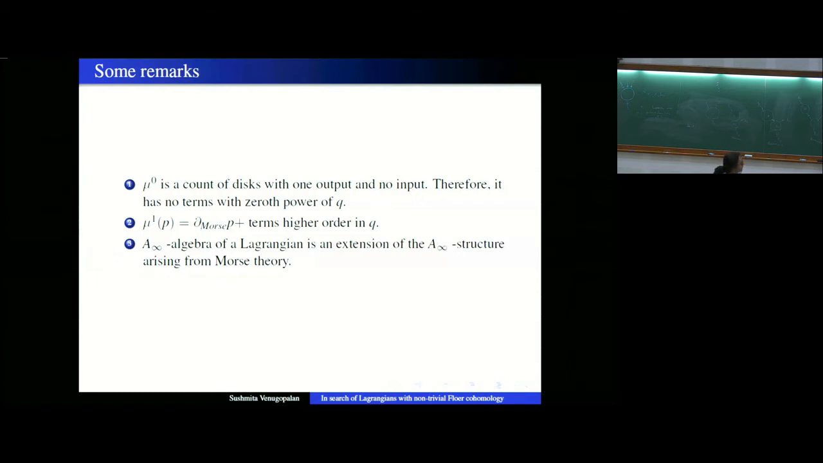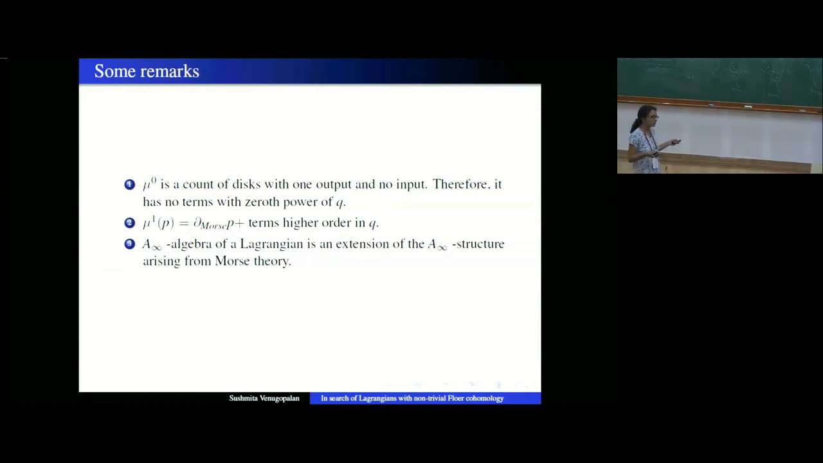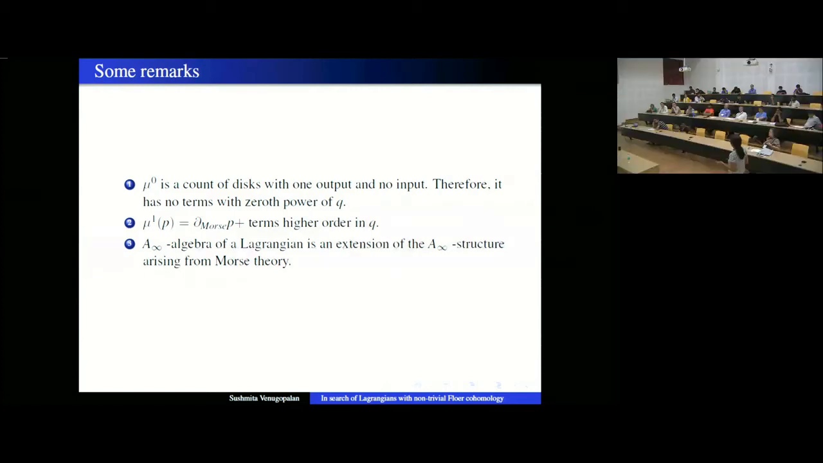So really speaking, the data of Morse theory is completely embedded into the A infinity algebra of a Lagrangian. If you just set q equals 0, what you recover is the A infinity algebra associated to Morse theory.